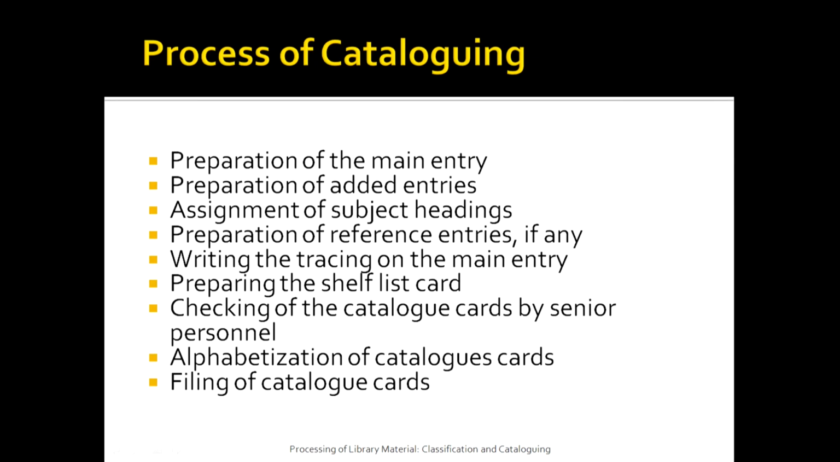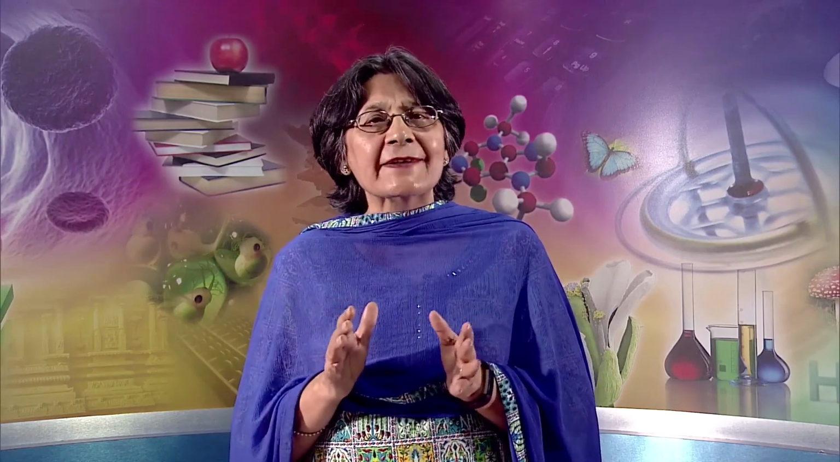Checking of the catalog cards by the senior personnel is then carried out before it can actually be released for use by the users. Then alphabetization of cataloging cards is also carried out. And the last step here in the process of cataloging is filing of catalog cards. Now, in this connection, we will mention the very fact that process of preparing a shelf list and a library catalog is almost the same. The only difference is that catalog is for use by the general public, but on the other hand, the shelf list is for use by only the library staff members.